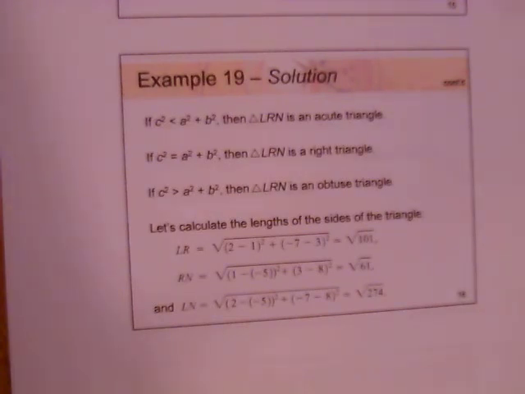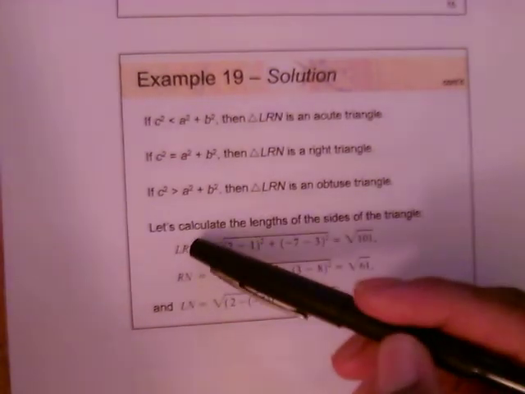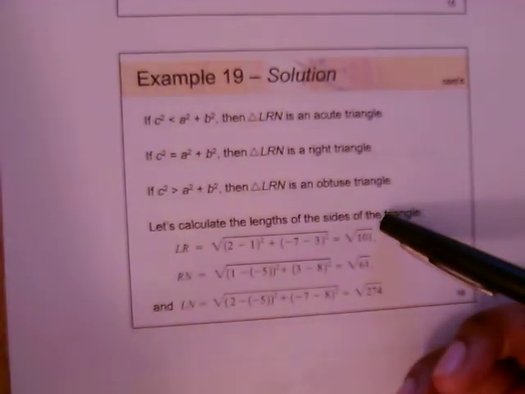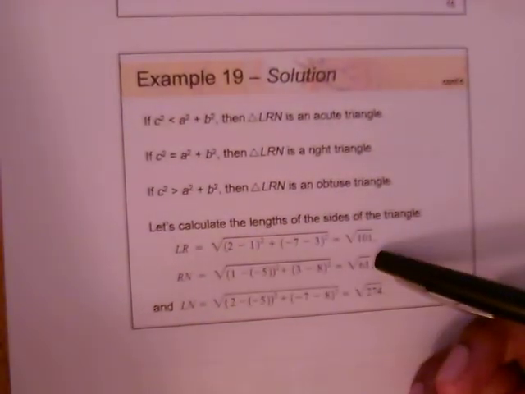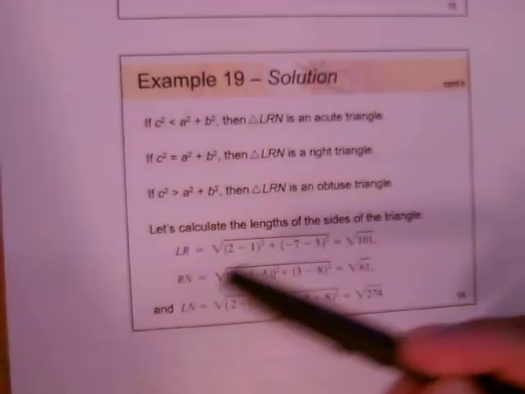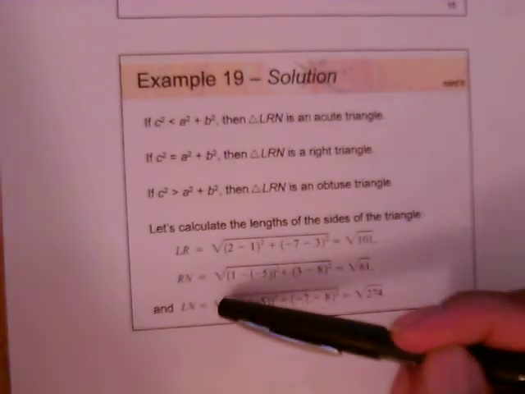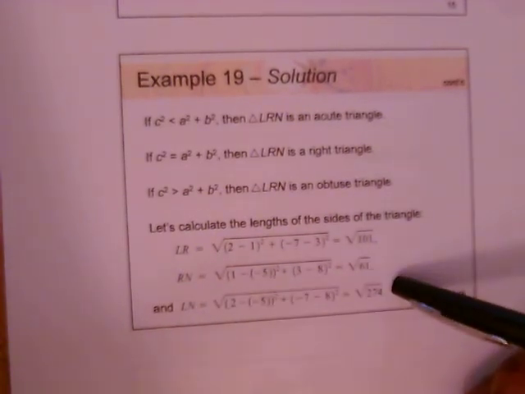And here, they use the Pythagorean Theorem to come up with a distance from L to R, which is the square root of 101, R to N, that's the square root of 61, and LN, L to N, that distance will be the square root of 274.